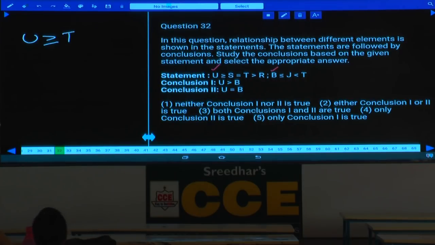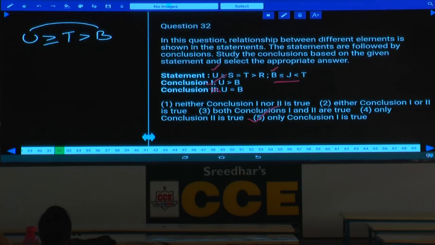Now, first, from the first statement, we can derive that U greater than or equals to T. And with the help of the second one, between T and B, what is the relation here? B lesser than T. As B is lesser than T, T is greater than B. Now between B and U, what is the conclusion here? U greater than B is definitely true. Hence, U equals B is definitely false. Then what is your answer here? Only conclusion 1 follows. Only conclusion 1, that is given in choice 5.